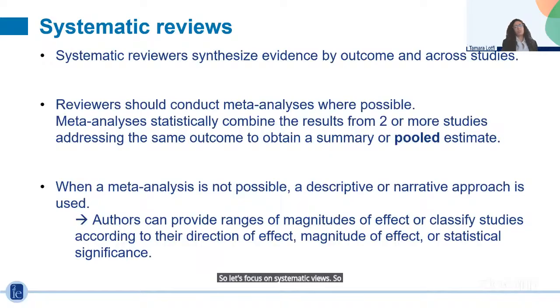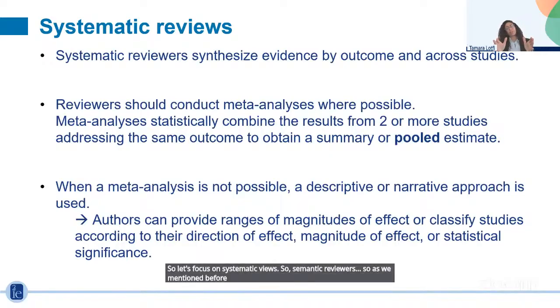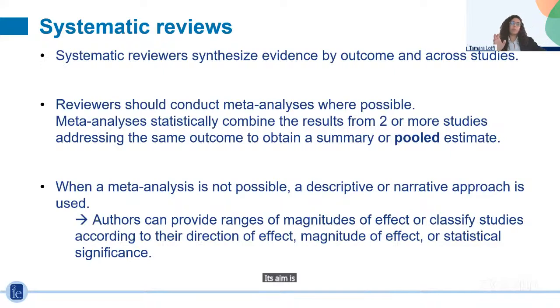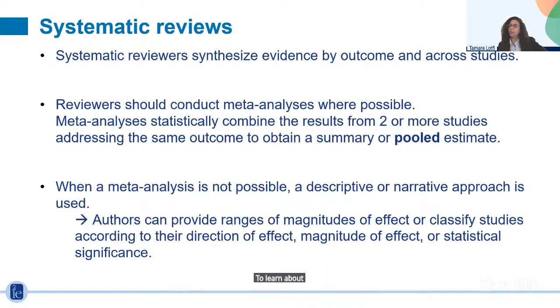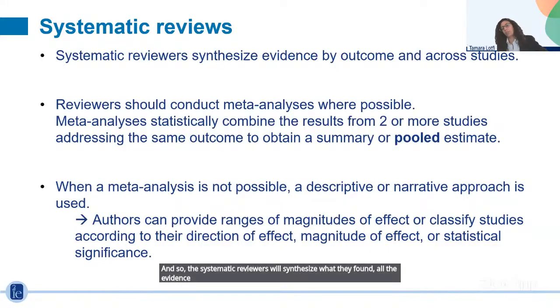As we mentioned before, the question for a systematic review is focused. Its aim is to inform by identifying what's out there: searching, screening, and extracting data to understand what is out there, and then appraising the quality to learn about the certainty of the evidence and so on. And so the systematic reviewers will synthesize all the evidence that they've captured and assessed, by outcome and across studies.